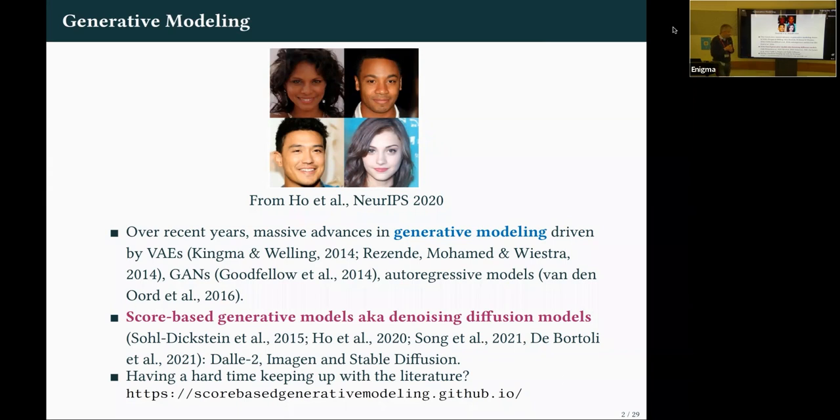Ever since, this method has been widely used. They are at the core of DALL-E 2, Imagen and Stable Diffusion, and now we have Midjourney. There are many more. Every week there's a new system that uses a denoising diffusion model to produce images or proteins or music. It's a very exciting area.